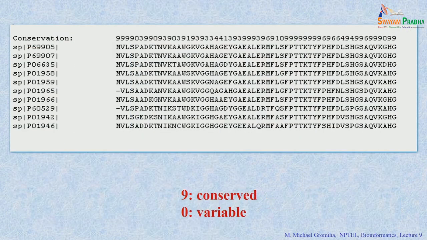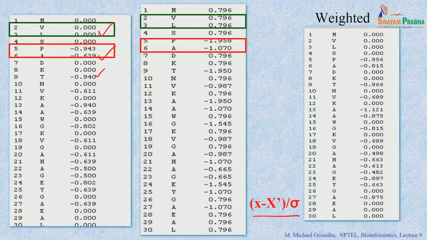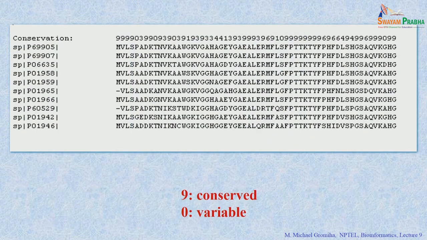Now the next aspect is that we get some numbers. Here we get several numbers: 0.00, minus 0.94, minus 0.63 and so on. How do we convert them into a numerical scale? Because here we get a sequence, and for each residue we need to assign some number. So, I want to do it between 0 and 9.